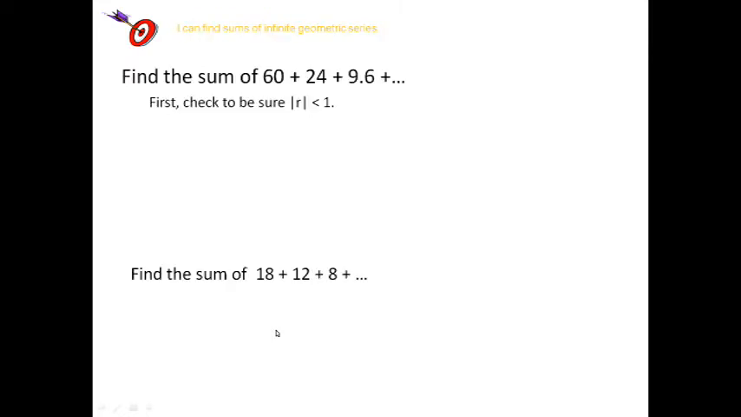So let's find the sum of the infinite series 60 plus 24 plus 9.6 plus and so on. First, let's check if r is less than 1. To find r, I need to take the first term times r, which is going to equal the second term. So r is going to equal 24 over 60, which is 4/10 or 2/5. So r equals 2/5.